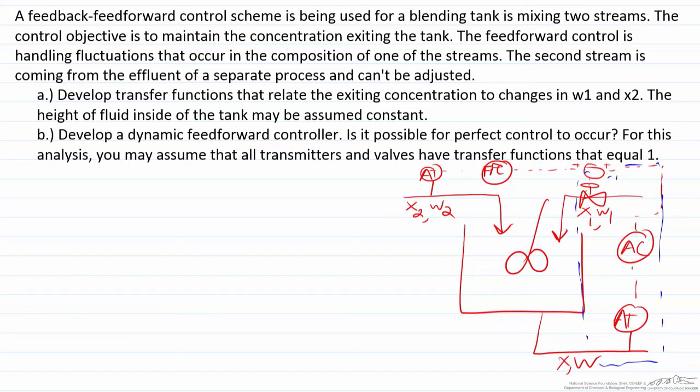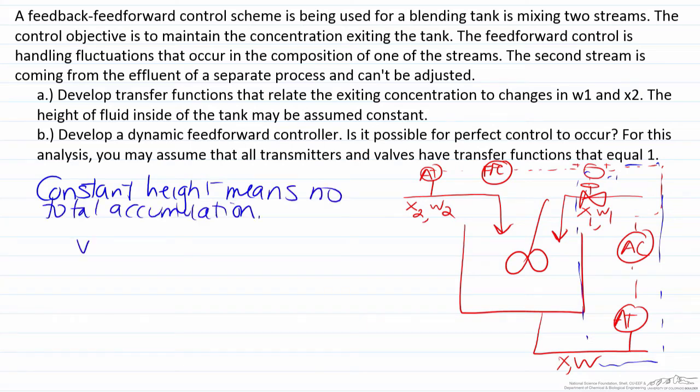So therefore, in order to begin this analysis, we'll develop transfer functions that relate the exiting concentration to W1 and X2, and the height of the fluid inside of the tank may be assumed constant. Constant height means that there's no total accumulation. This means that W1 plus W2 equals W. We know that X2 can vary, so therefore we'll take advantage of a component balance.